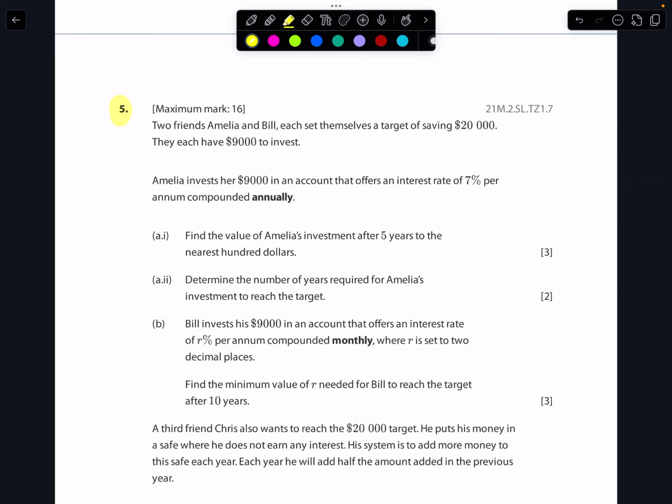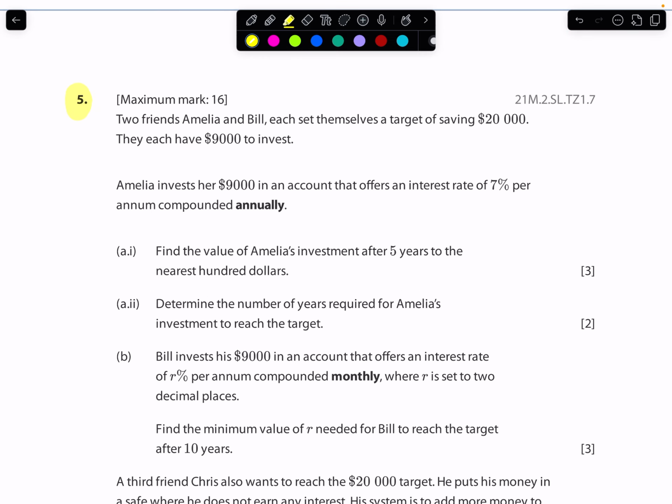Question, or on to the fifth question. The question tells us, two friends, Amelia and Bill, each set themselves a target of saving $20,000. They each have $9,000 to invest. Amelia invests $9,000 in an account that offers an interest rate of 7% per annum compounded annually.